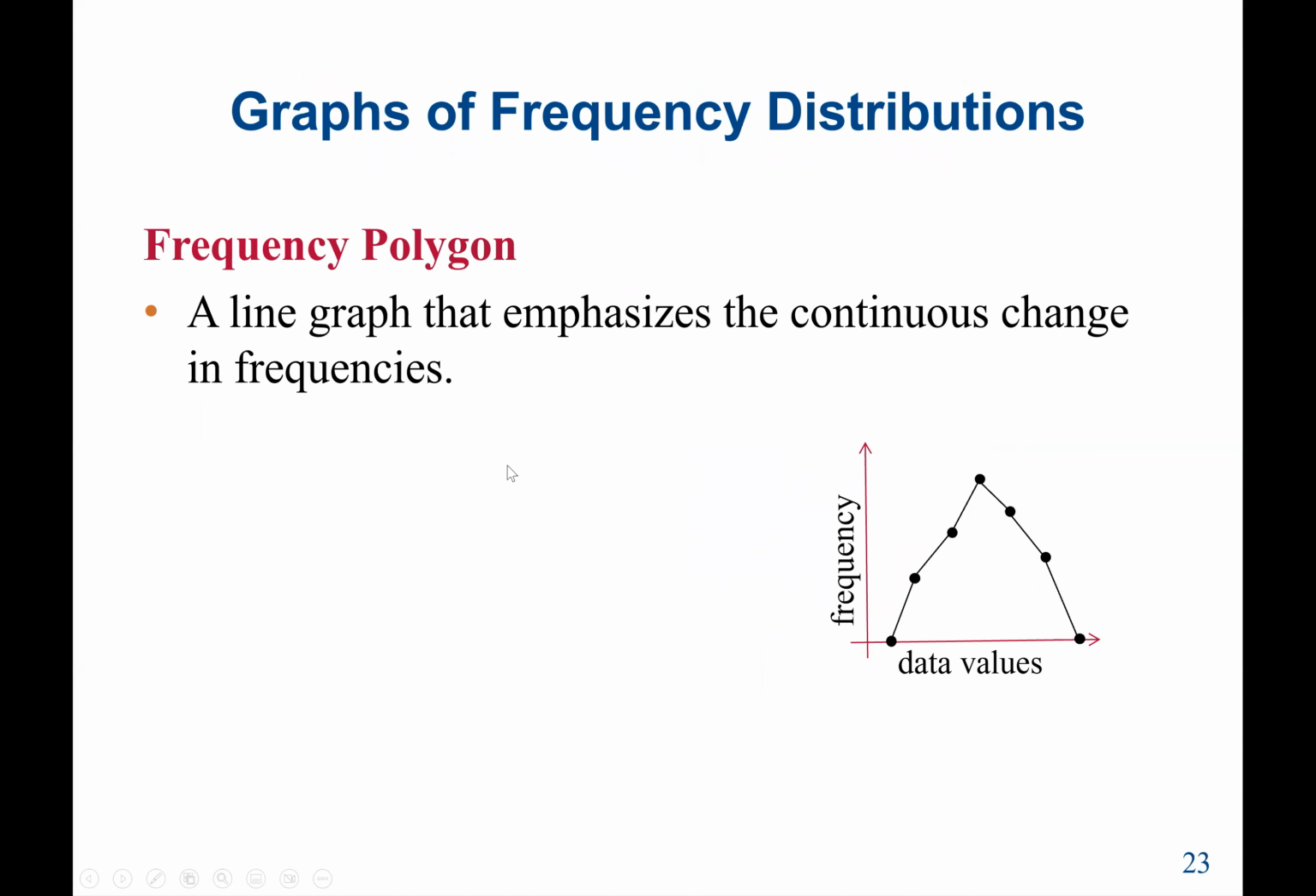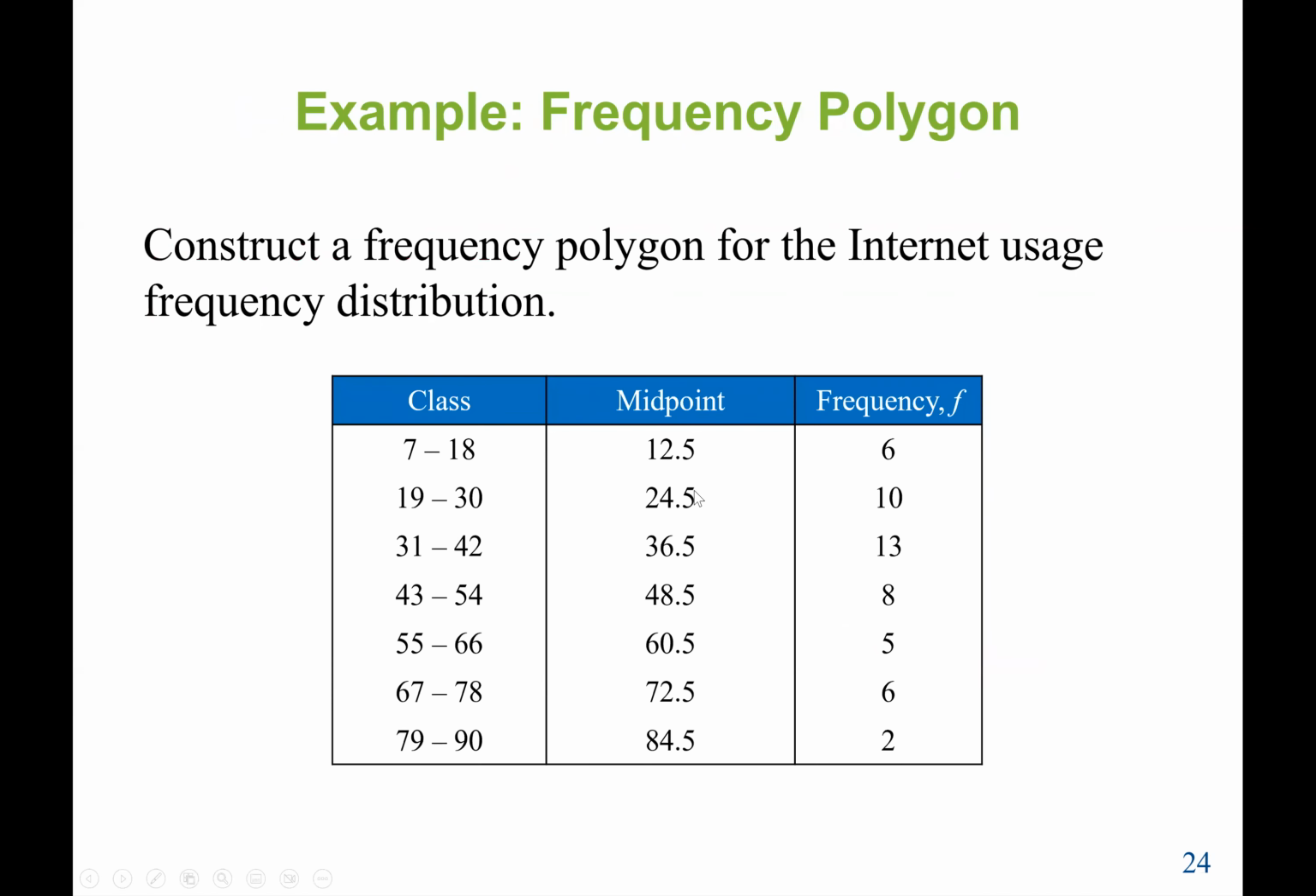Next is how to graph what we call the frequency polygon. A frequency polygon, again, is a line graph that emphasizes the continuous change in frequency. So an example is what we have here. We have the data values and the frequency, and we are going to use the midpoint values to construct it. So let's see this example again.